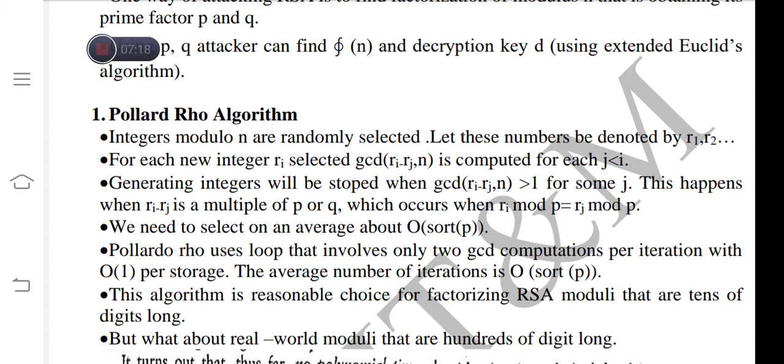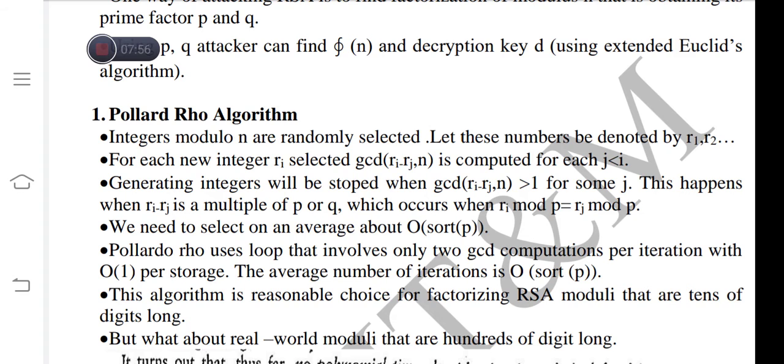Okay, for each j less than i, you will find the difference between Ri and Rj, and with the value of n, you will compute the GCD value. This computation of the GCD value will stop when it gets GCD of Ri minus Rj, comma n, greater than 1 for some value j.